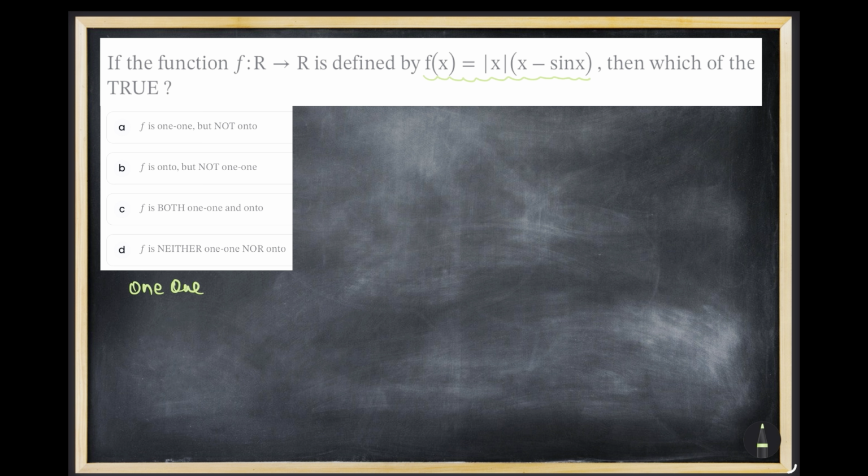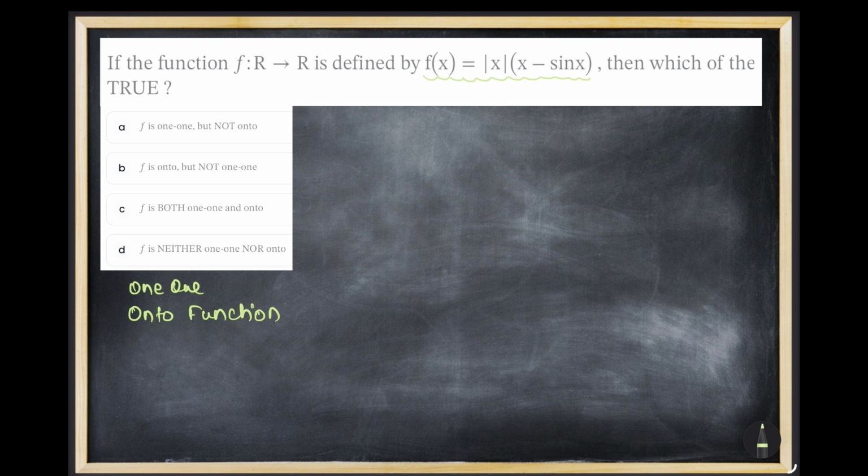1-1 function, onto function. Onto function is 1-1, not 1-1, both onto 1-1. So these guys are talking about 1-1, many-1, and onto, into function.